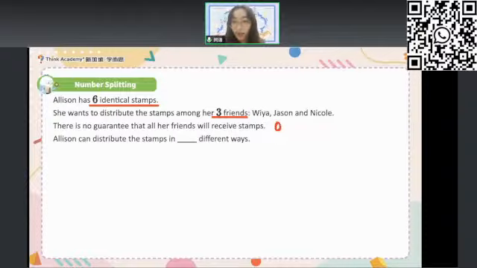Okay? So now let's try to list in order. Look, we start from the smallest number for everyone. So firstly, Ria receives 0. Jason receives 0. And then what about Nicole? Nicole also 0? No. The total is 6. So here you can see 0 plus 0 plus 6, right? This is the first way.